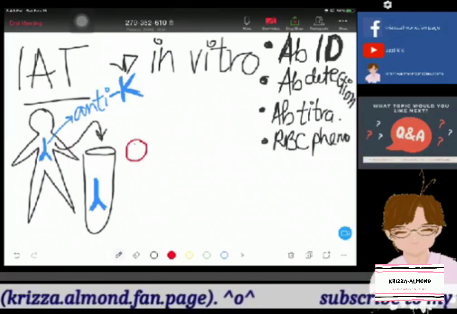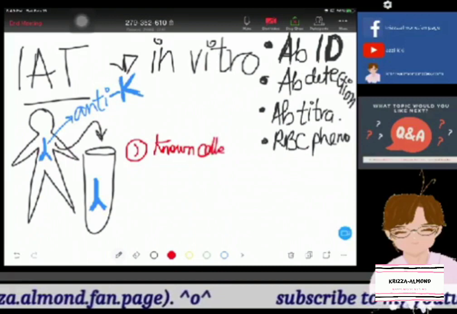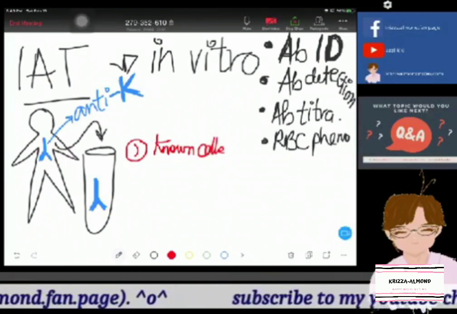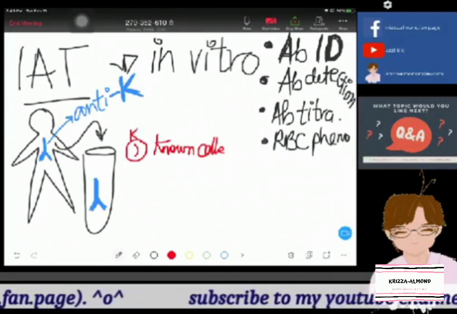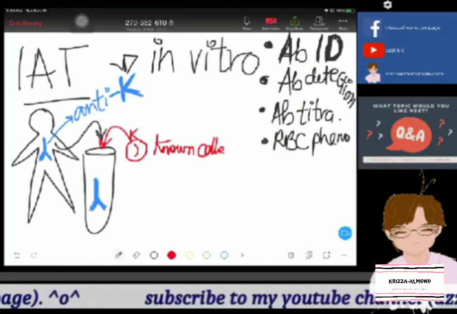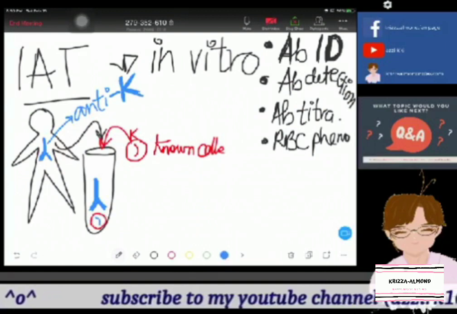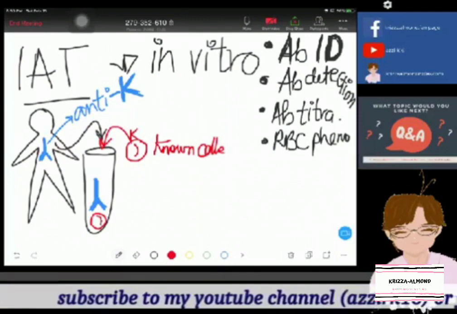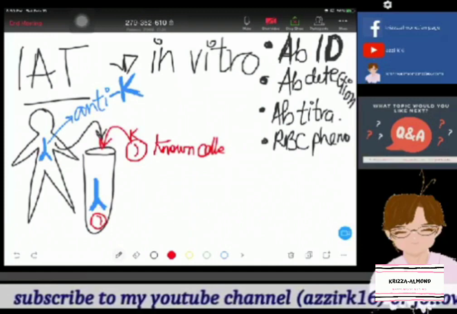We add red blood cells. Okay? These are known cells. Red blood cells with known antigens. So, if we want to detect anti-Kell, we add reagent red cells that have the Kell antigen. Okay? So, let's add this to the drawing. Since they are specific to each other, the red blood cell and the antibodies will bind. Okay? The red blood cell and antibody will bind. And that binding happens inside the test tube. And that's the meaning of in vitro. Okay?